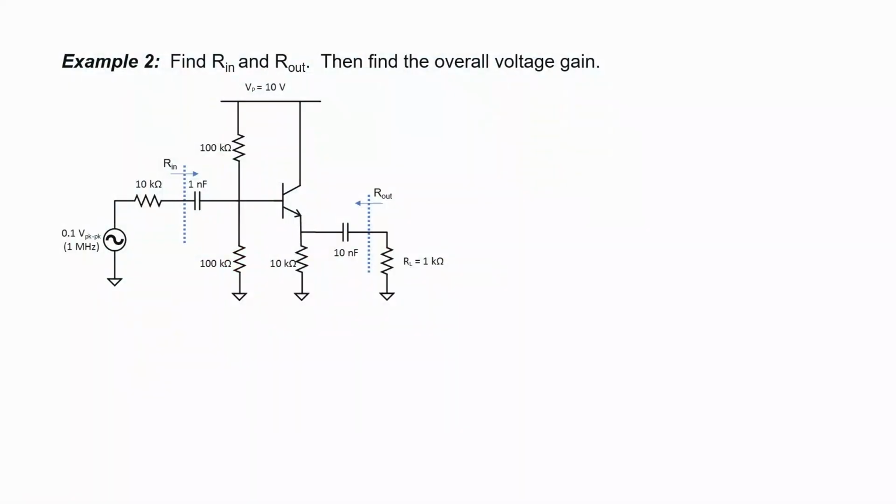Let's work another example where we do the same thing. Let's find the input impedance, the output impedance, and the overall voltage gain. Let's start this time with the DC characteristics. Our base voltage, VB, is going to be some number between our power supply voltage of 10 volts and ground, and it's going to be just a voltage divider. Since these are both 100 kiloohm resistors, I can write 5 volts by inspection.